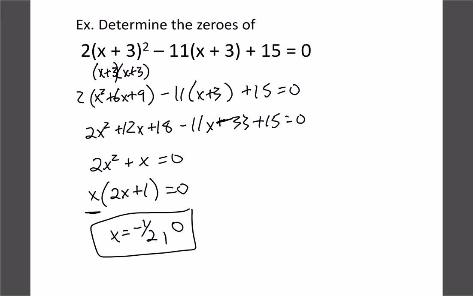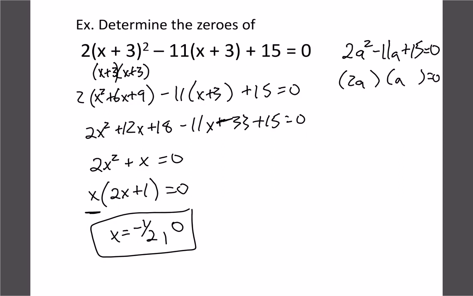The other option is we can see that the brackets are the same value. So we could actually just change that to a different letter. So let's just use a. So if we go 2a squared minus 11a plus 15, now it looks like a regular quadratic, so we could actually factor it. So we'd have 2a and 1a.